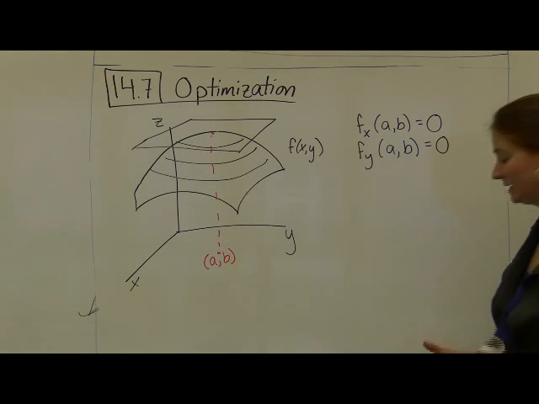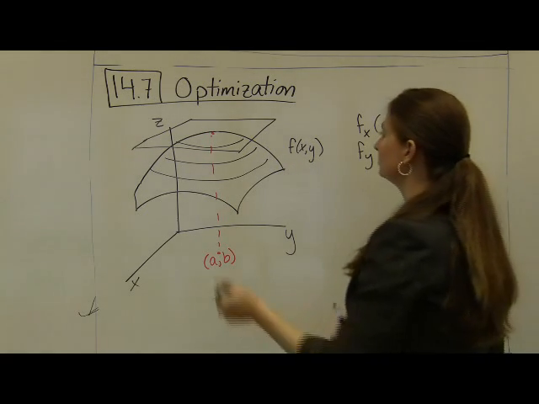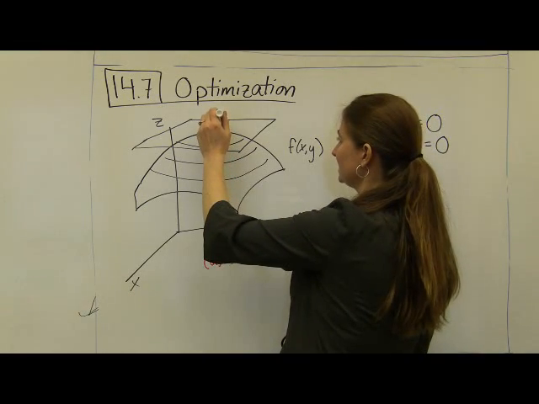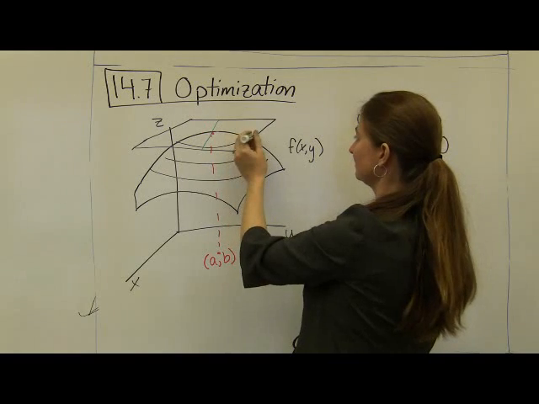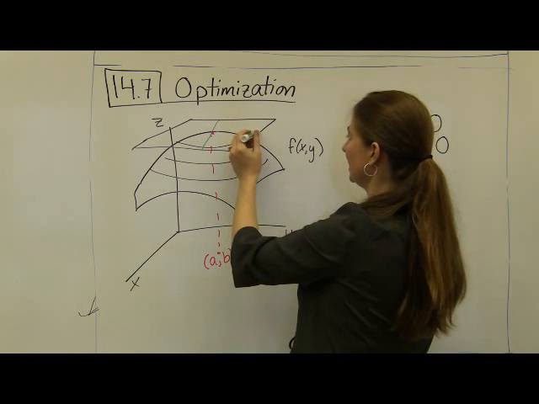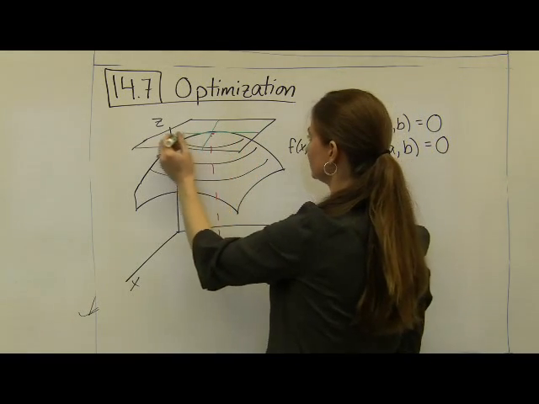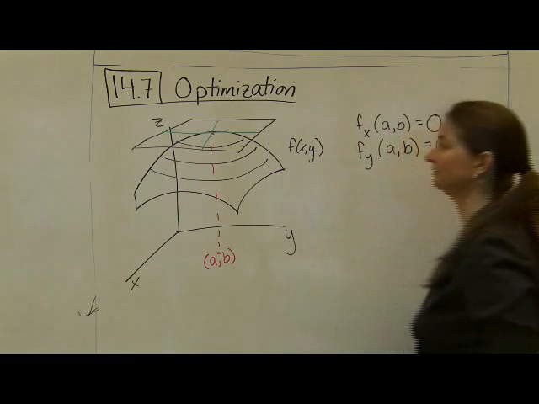Notice this is exactly analogous to what we've seen before. Really all that this is saying is that if I take a tangent line in the x direction, I would want that to be exactly flat, and if I take a tangent line in the y direction, I would want that to be exactly flat as well.